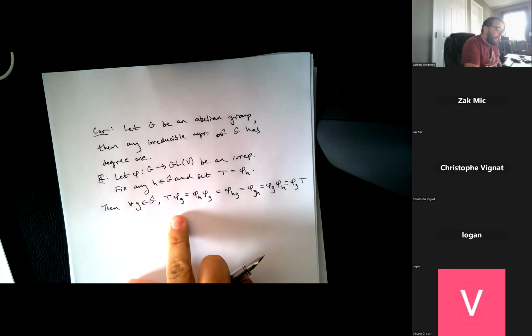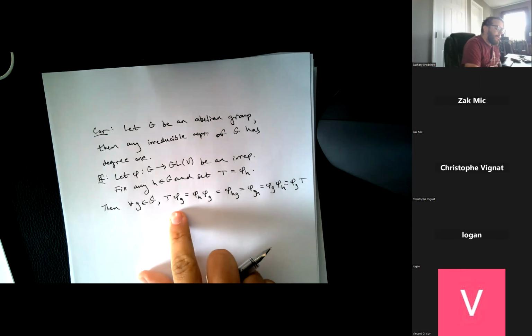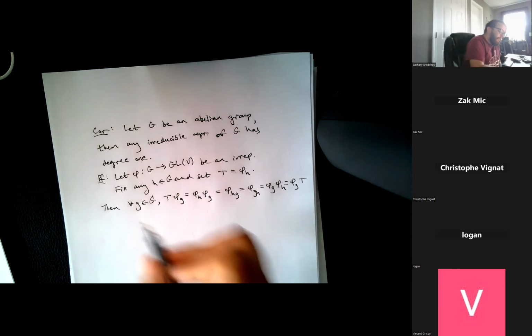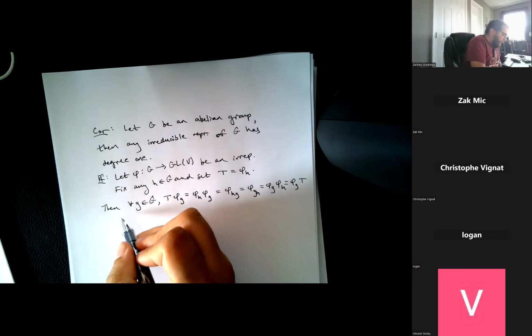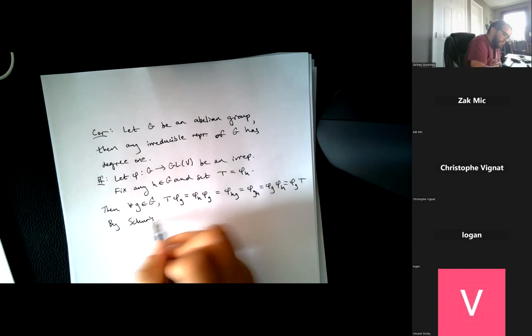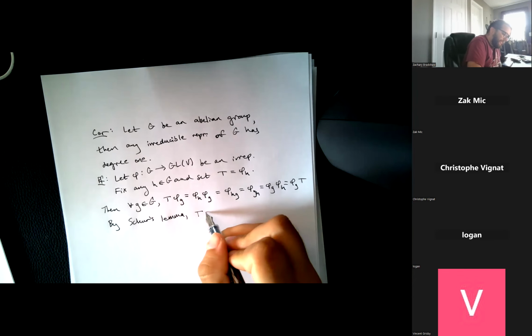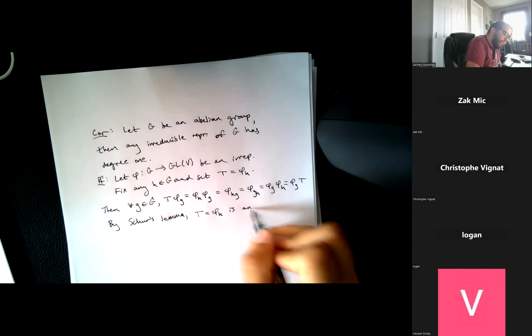But phi h is equal to T. So we just showed that this map T, which is just phi h, is a morphism of representations. Well, a morphism of phi with itself. Okay, anyway, since phi is irreducible, that allows us to apply Schur's lemma. So by Schur's lemma, that tells us that T equals phi h is an equivalence.